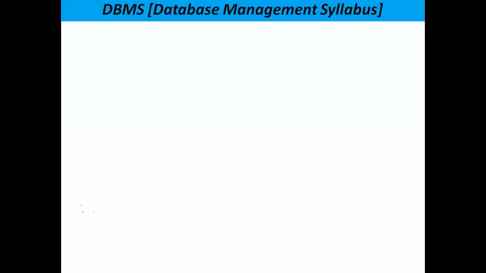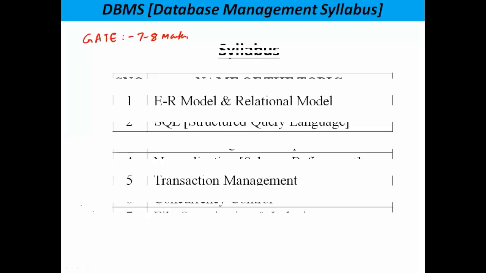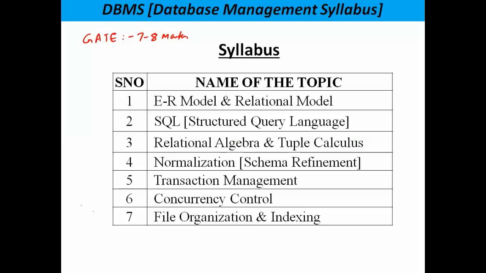Today we'll be studying the concept called database management system. The weightage in GATE would be around 7 to 8 marks. Take the syllabus. It consists of a total of 7 concepts: ER model, SQL, relational algebra and calculus, normalization, transaction management, concurrency control, and the last one is file organization and indexing.